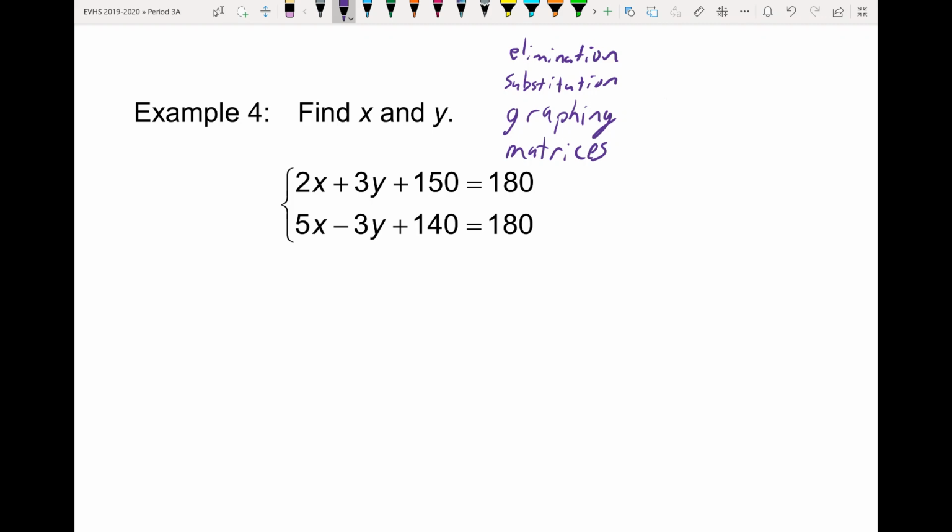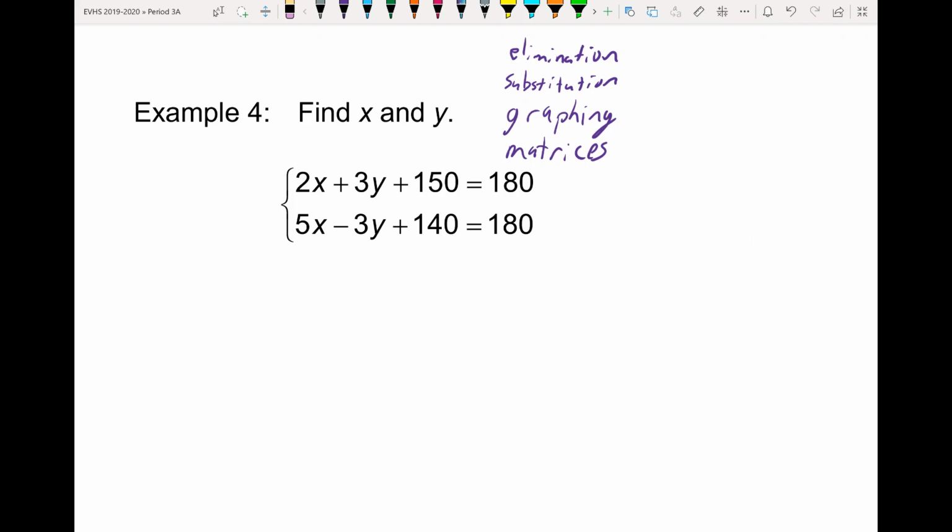Okay. So, for graphing, your strategy would be isolate y, solve for y, get it into y equals mx plus b form, slope-intercept form, graph them, and then the place where the two cross, that is your xy coordinate pair, that's your answer. Okay? We're not going to do that. Substitution and elimination vary slightly.